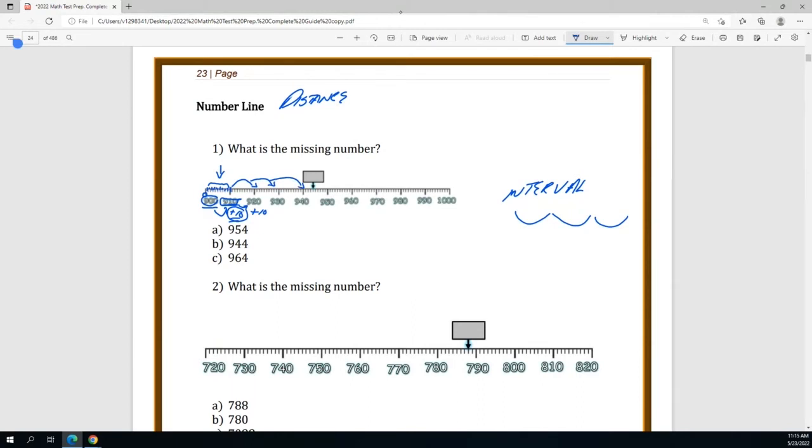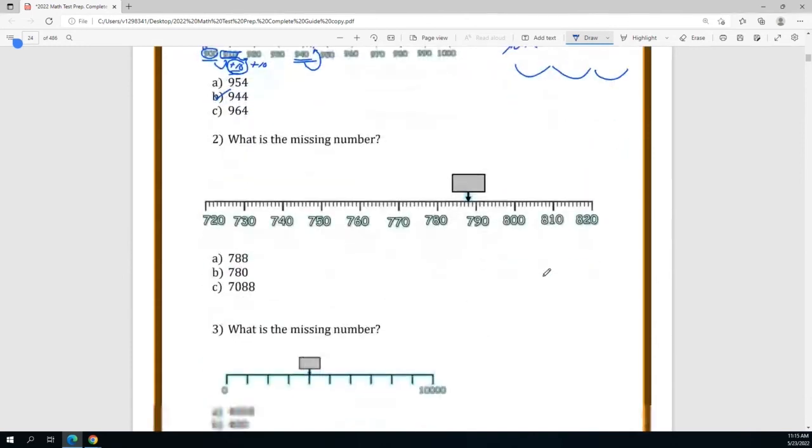So what they're asking me is, if I'm here, where is that? Well, my number is going to be between 940 and 950, but it's pointing to a specific spot right here. So I want to count that out. 1, 2, 3, 4. This looks like it's 944. Now, you never want to assume that every time you move to another number line that it'll be broken into the same interval or with the same segments. You'll always want to verify.